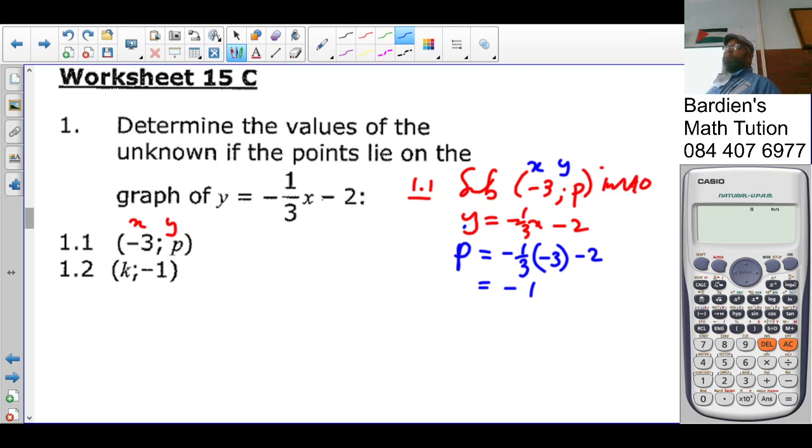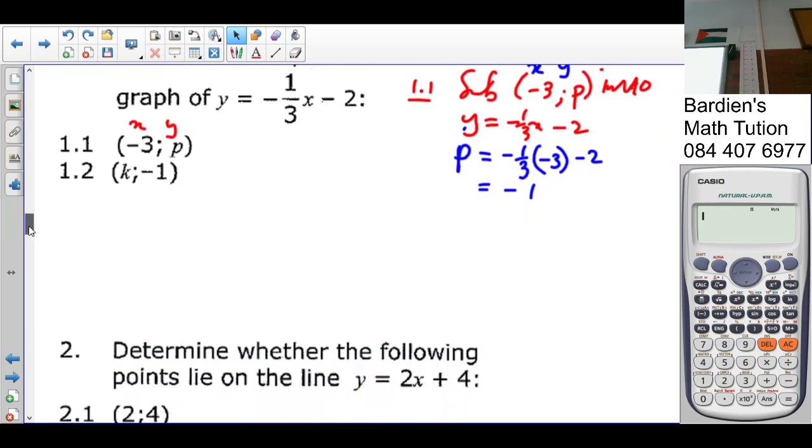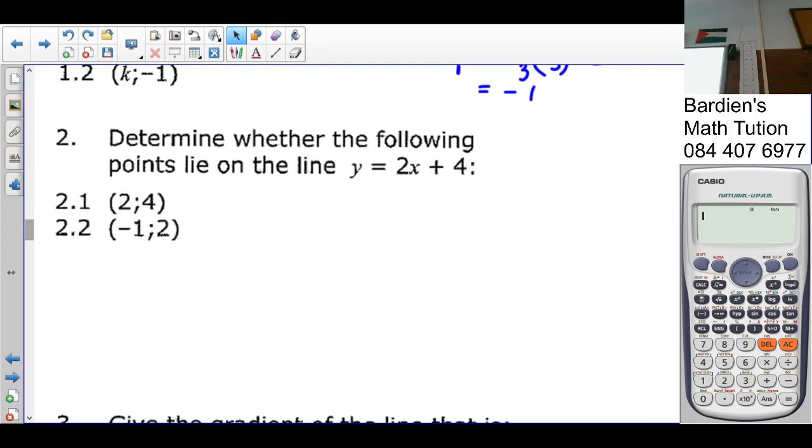You guys understand? Did you have a problem with this? No. So it's okay. What did you guys get for 1.2? -3. So you're all okay with it. Let's look at number 2.